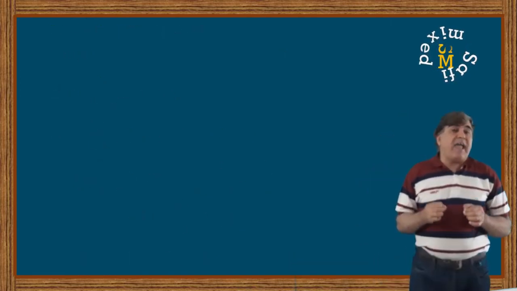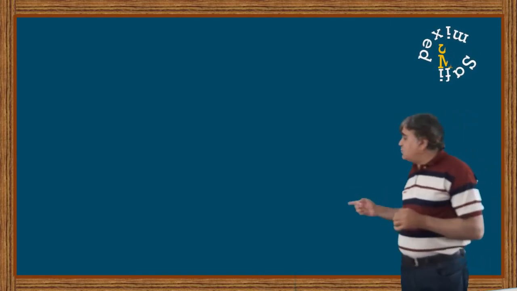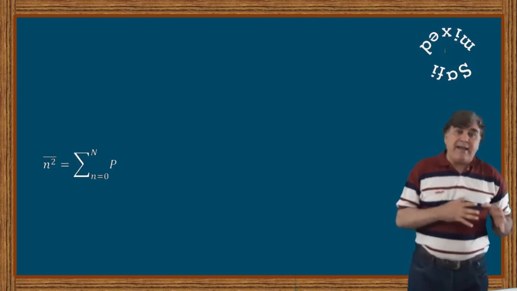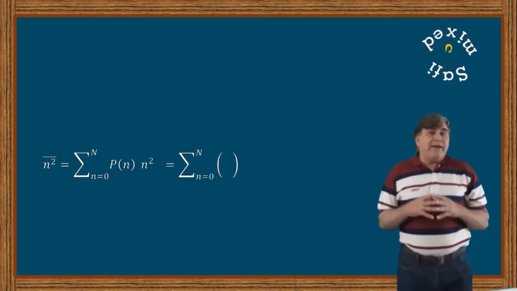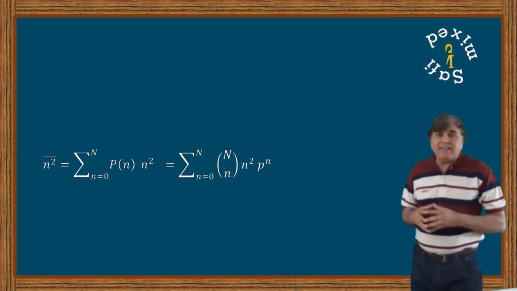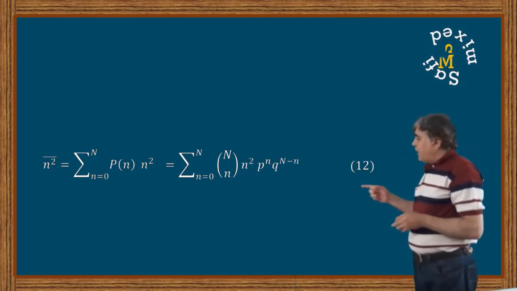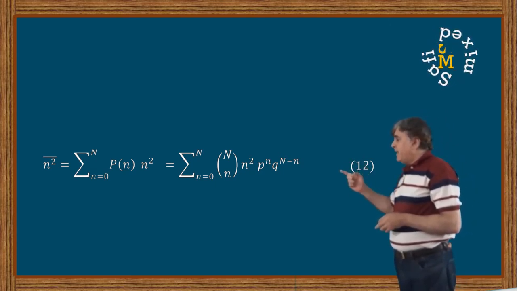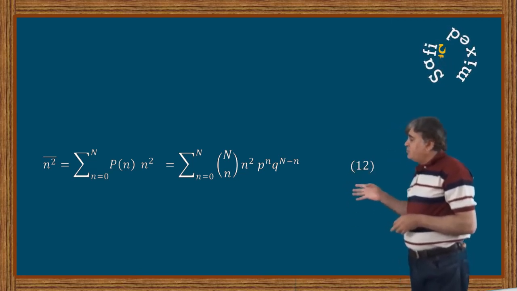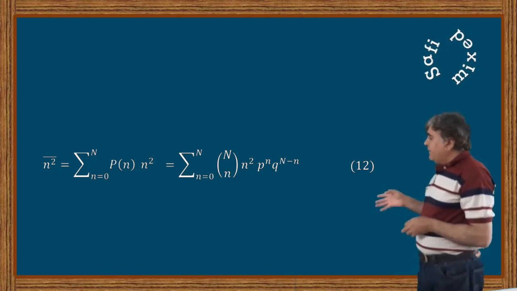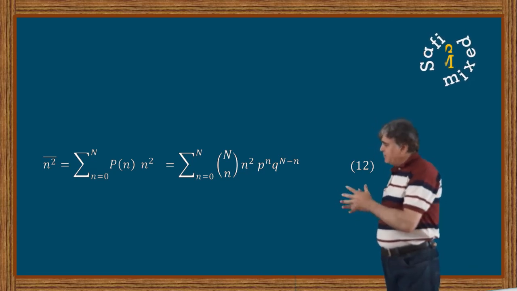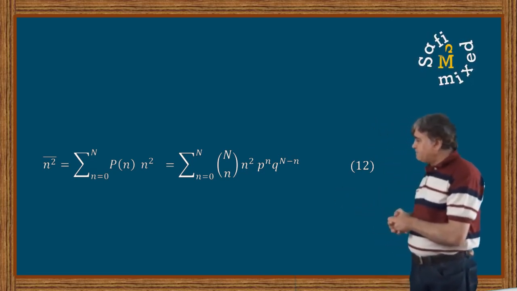Now let us find the average of n square, that is n square bar in equation 11. That is the first term at the right. So I can write the term again into its original form. That is, I write the average of n square equals summation from n equal to 0 to capital N of p of n multiplied with n squared. And if I substitute the value of Pn, I can rewrite the equation into that form where I have just substituted the value of p of n.